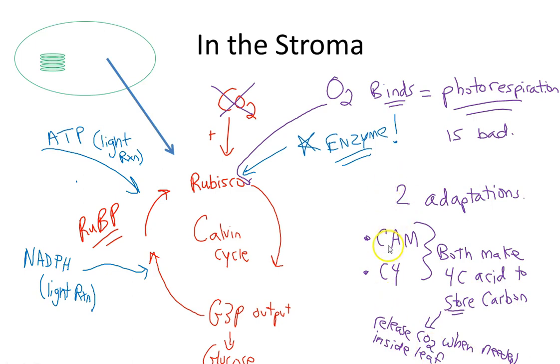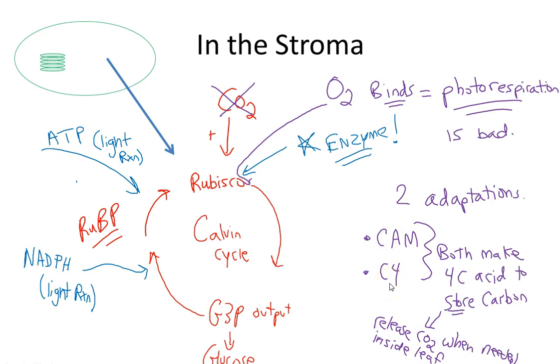Now the difference between CAM plants and C4 plants is CAM plants are going to bank CO2 at night when the stomates are open. This is an organism such as a cactus in a desert. A desert has hot days and cold nights. That means that at nighttime the stomates can open because it's cool, bring in the carbon dioxide and store it as the 4-carbon acid, and then during the day when the stomates are closed, it's going to break it down into CO2 for photosynthesis.